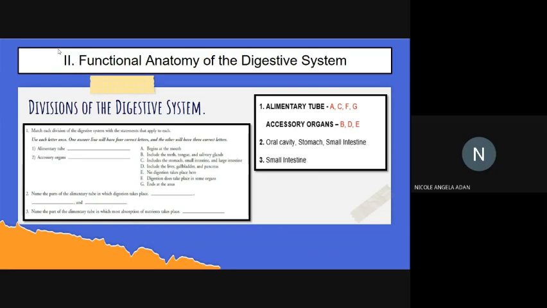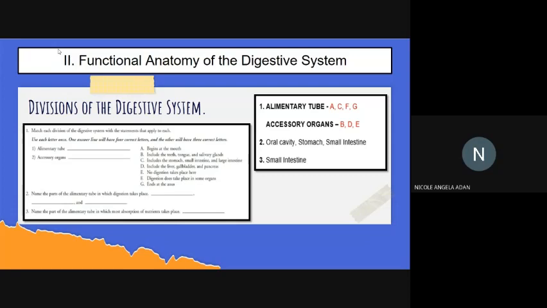Internal anatomy of the digestive system. The digestive system. Division of the digestive system. Number 1. Match each division of the digestive system with the statements that apply to each. Number 1. Alimentary tube. The answer is A, C, F, and G. Number 2. Accessory organs. The answer is B, D, and E.